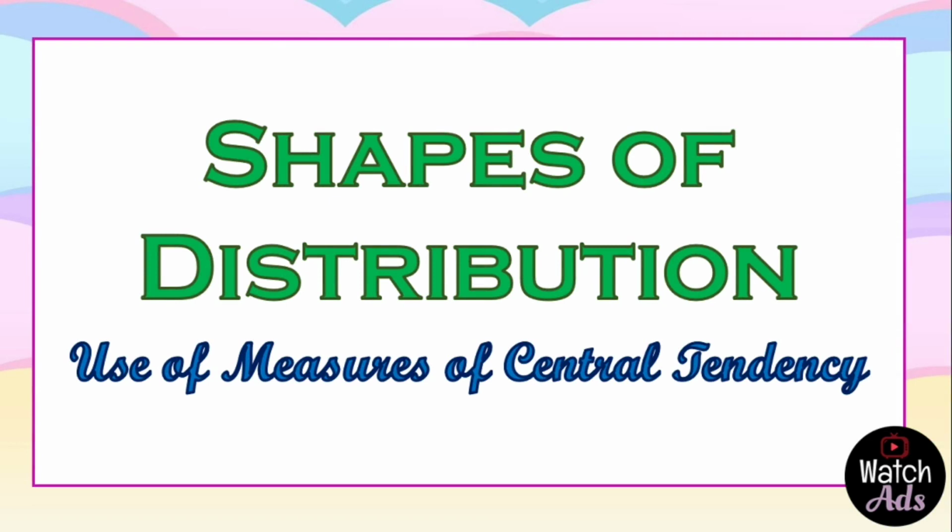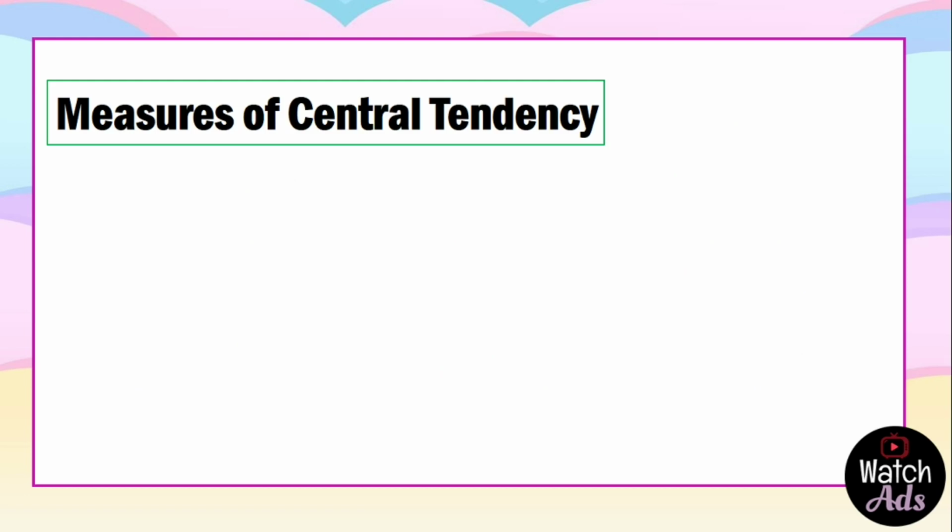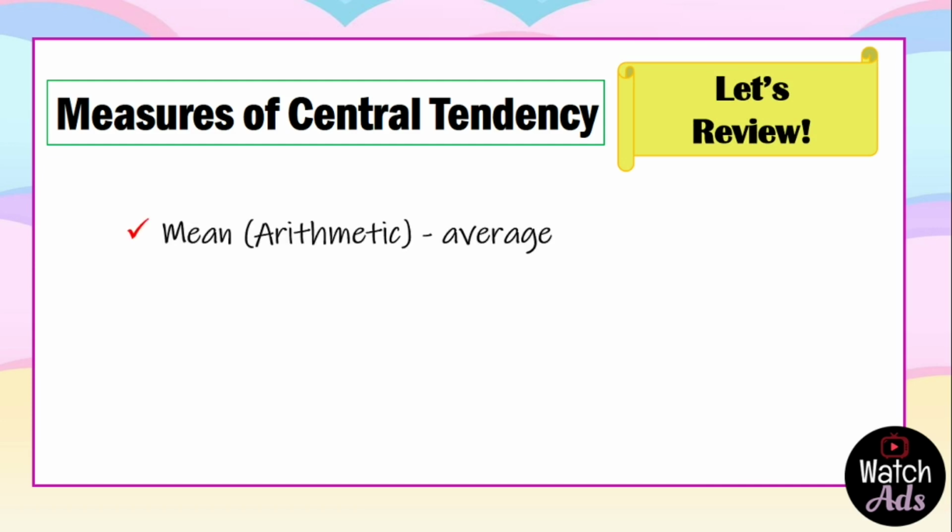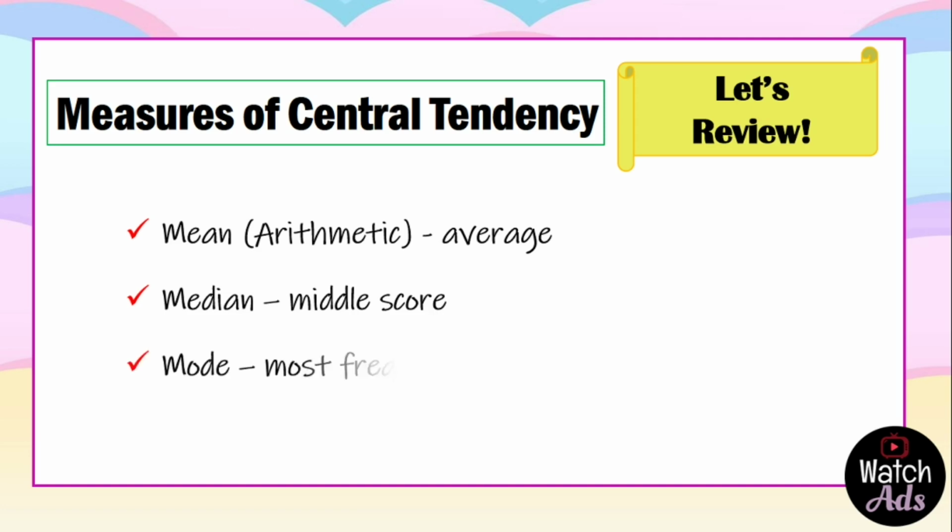In my previous video, we talked about the 3 measures of central tendency. If you haven't watched that video yet, please click the suggested video above. For this video, we are going to talk about shapes of distribution, and where we should use the measures of central tendency. But before we proceed to our next lesson, let's have a review about the measures of central tendency. First, the mean or the arithmetic mean is the average, the median is the middle score, and the mode is the most frequent appearing data.